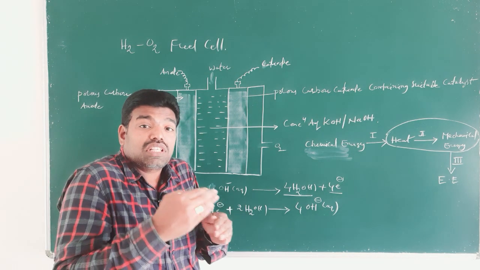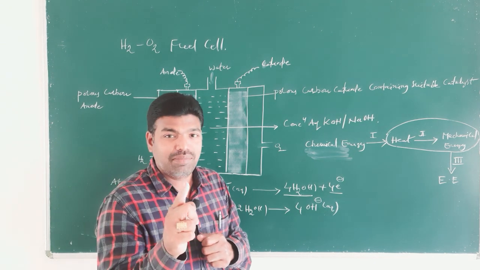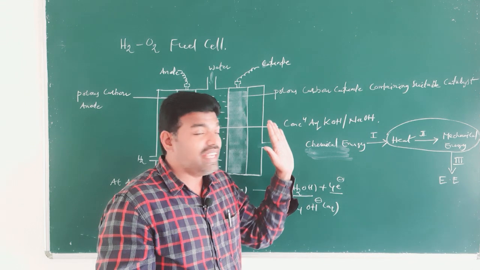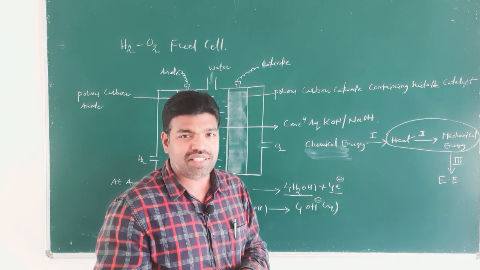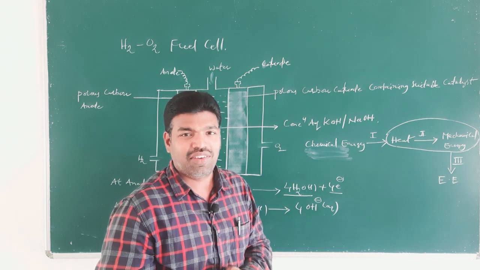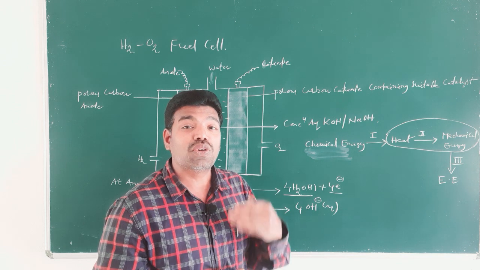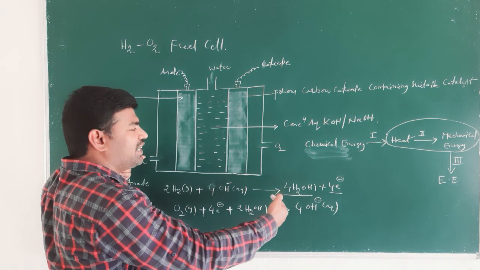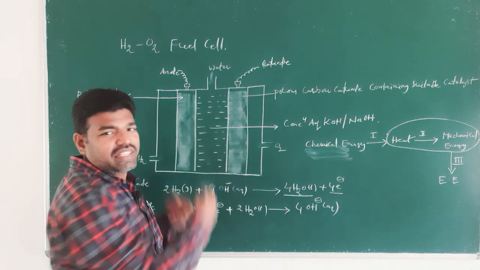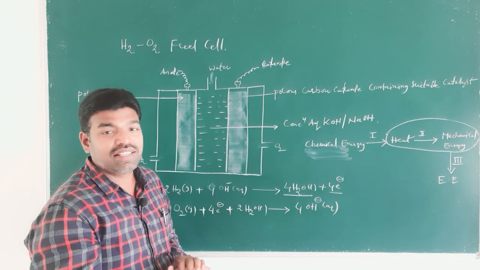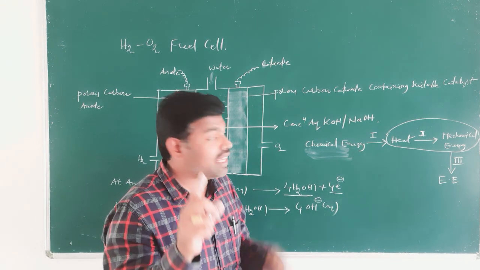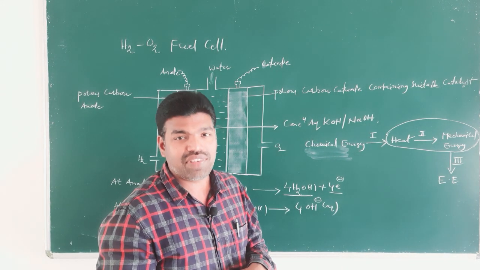When the system continuously undergoes changes, we can convert the heat into mechanical energy with 100% efficiency. You got my point, right? When the system continuously undergoes changes, because here hydrogen enters and is bubbled into the KOH solution, oxygen enters and is bubbled into the KOH solution, and this continuously takes place, and the two reactions continue to take place in the fuel cell. So the system continuously undergoes changes. In such a case, we can convert the heat into mechanical energy with 100% efficiency, right?